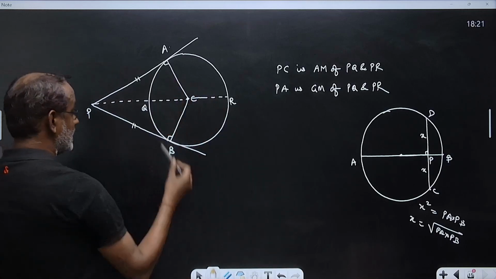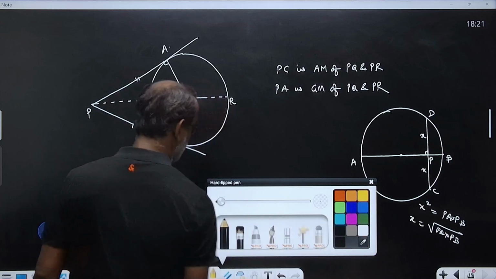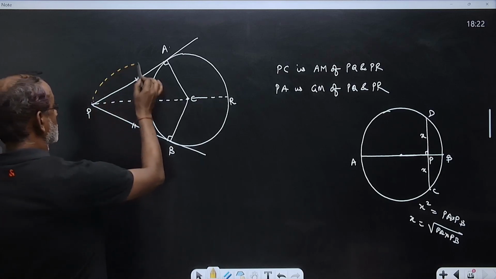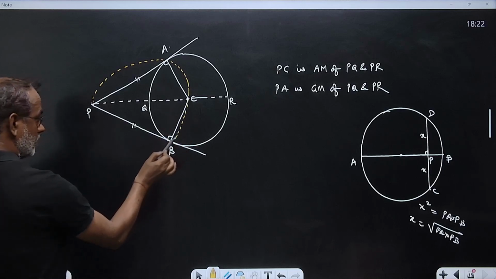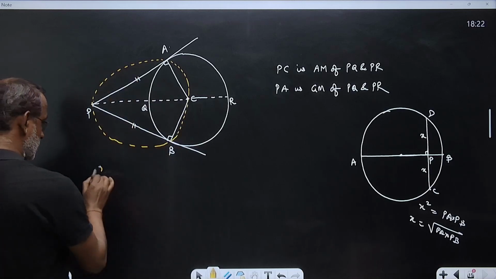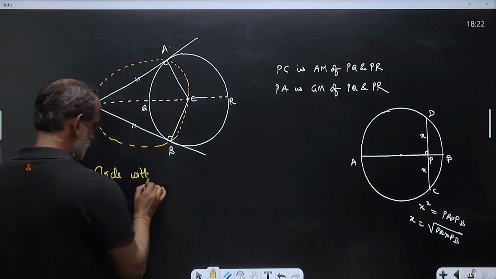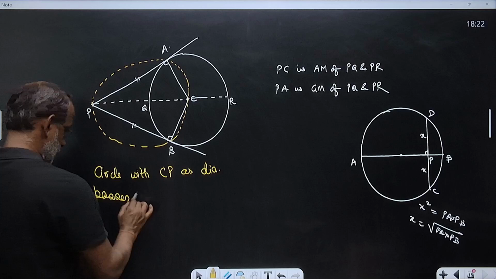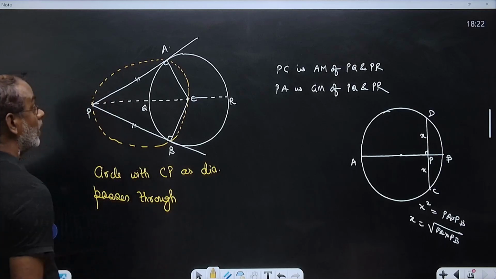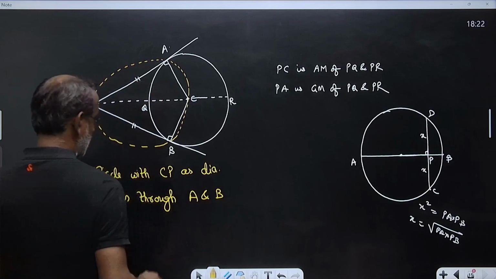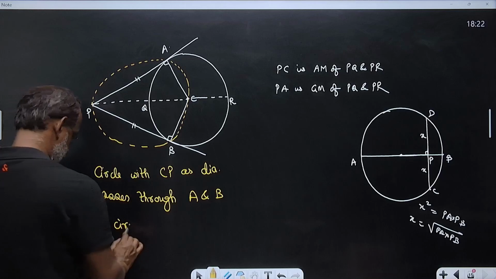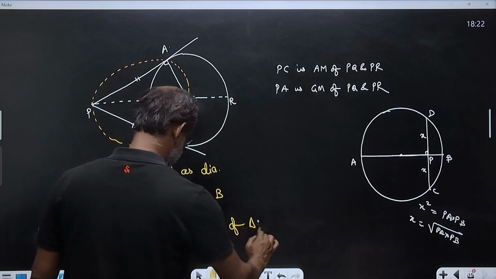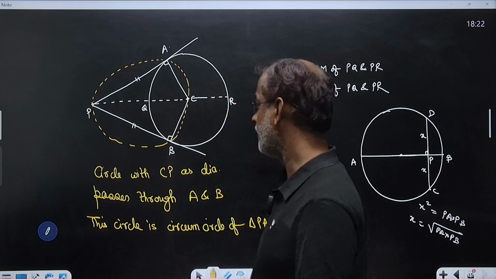You can say this is 90 degree, this is 90 degree. So what can we say? If you recall, just 20-25 minutes ago, we went through this circle with CP as diameter, which passes through A and B. In fact, this circle is the circumcircle of triangle PAB. The circumcenter would be the midpoint of PC.